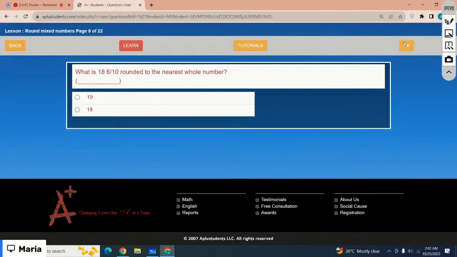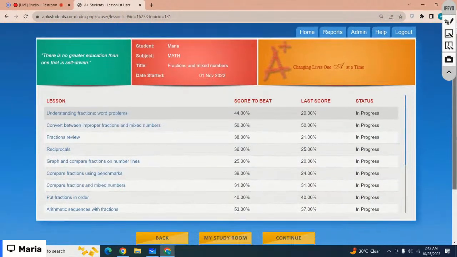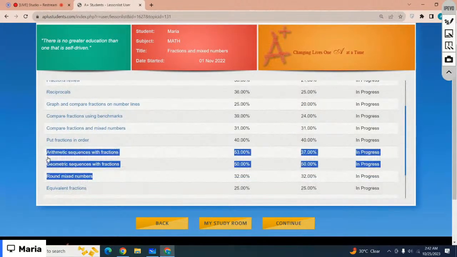Okay, you can complete the lesson by yourself later today. So, we were working on grade 5 math. The chapter we were working on is fractions and mixed numbers. The lessons we have covered are arithmetic sequences with fractions, geometric sequences with fractions, and the one we just did is round mixed numbers, right?